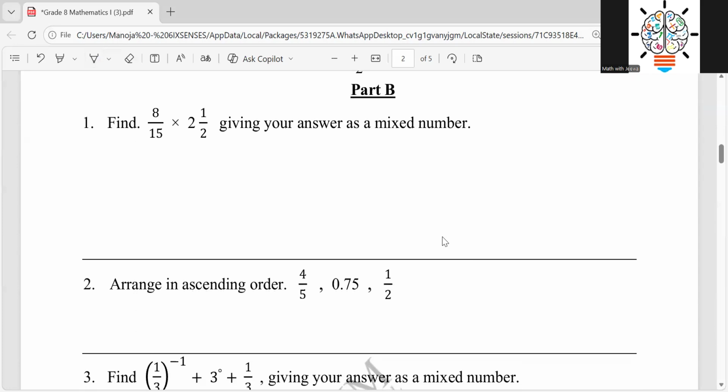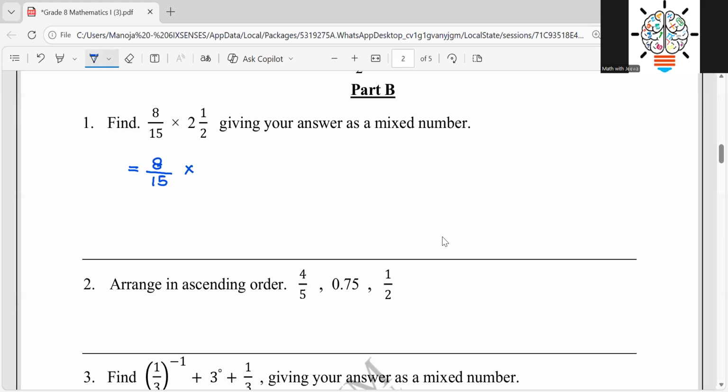Here you have a fraction and a mixed number. Children, I told you, many times when I'm discussing these kinds of questions, when I come across a mixed number, I always convert it into an improper fraction. So then I can write 8 over 15 as it is. Right? I write 8 over 15. Then 2 times 2, 4. 4 plus 1, 5. 5 over 2.